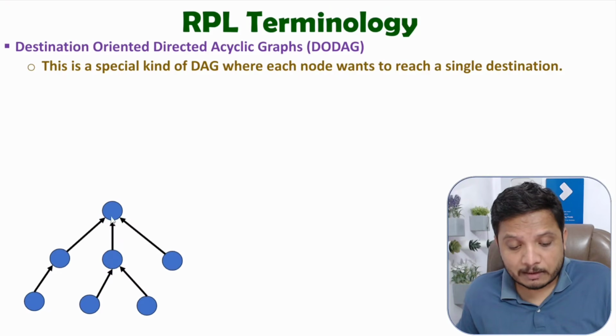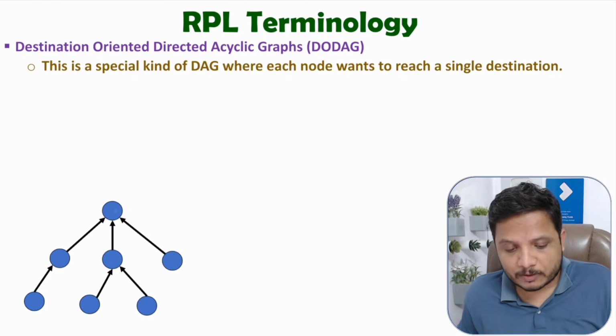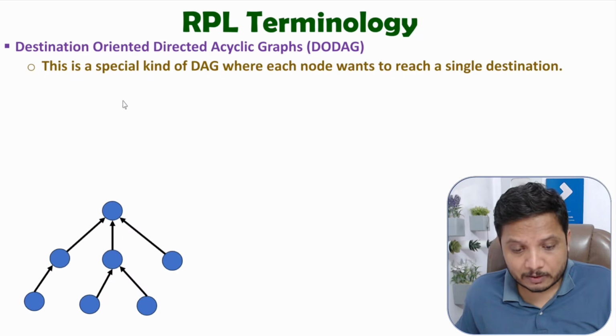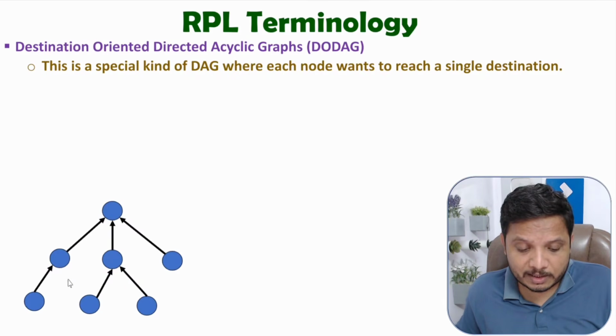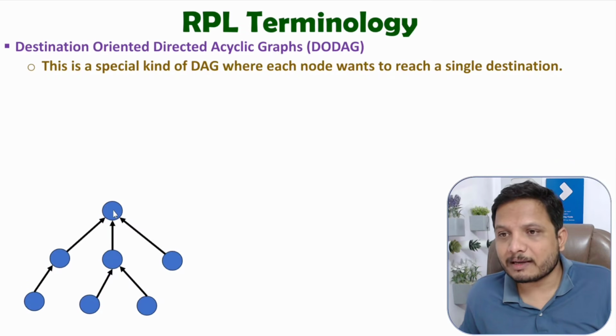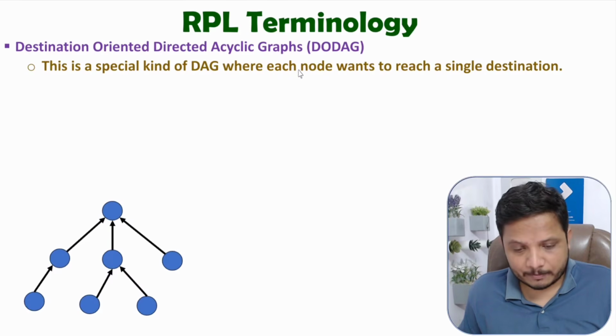Here, see, this is a special node, right? That is the root node. So with the use of the root node, we will form the DODAG graph. So DODAG is a special kind of DAG where each node wants to reach a single destination. If you observe this network, all the nodes are interested to reach this single node, and that single node is what? It is the root node. So this graph is a DODAG graph, one can say, right?